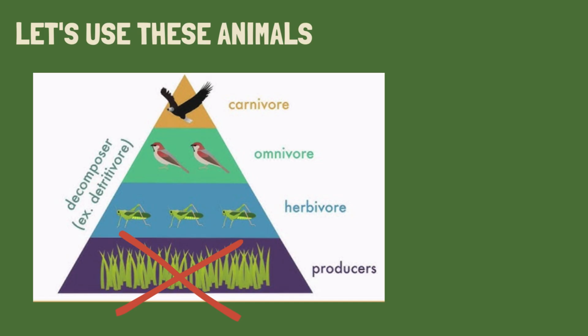If the grass or producers start to die, then the herbivores, or grasshoppers in this case, have nothing to eat. If the grasshoppers have nothing to eat, then they will either leave that area or die. If there's no food for the birds, then they will leave or die as well. This then directly impacts the hawk in the top level.